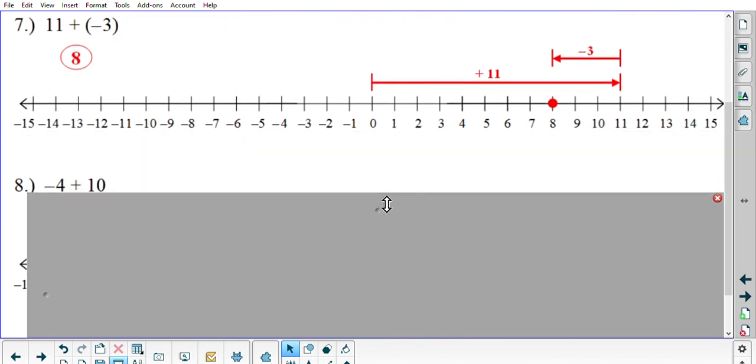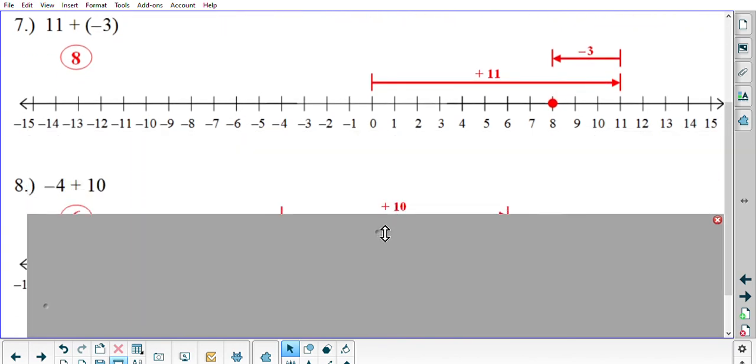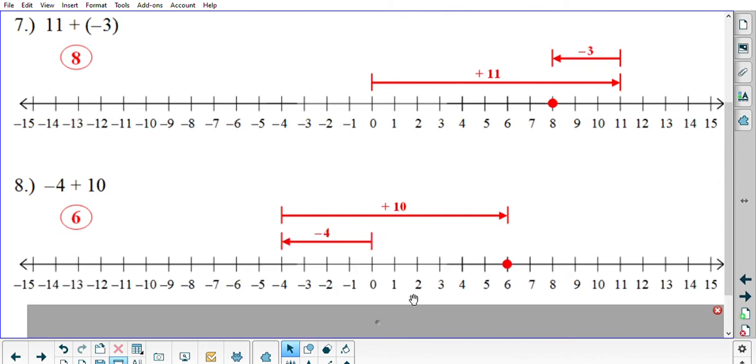And finally, we get to problem number 8. We have a -4 plus a +10. Let's see how you did. Again, start at 0. The first number is negative, so we go left 4. The next number is positive, so we have to go to the right. So I'm going to put this a little bit higher from the end of my -4's bar. So above that, I count 10 to the right.